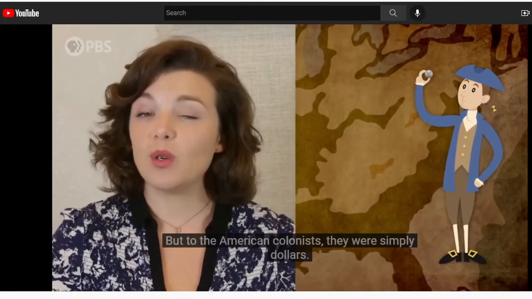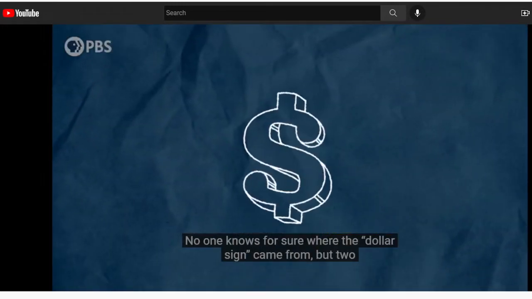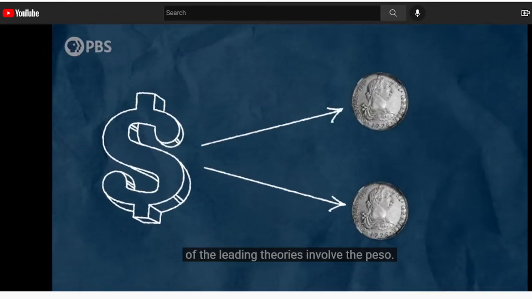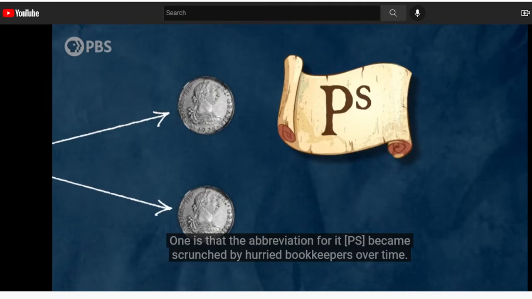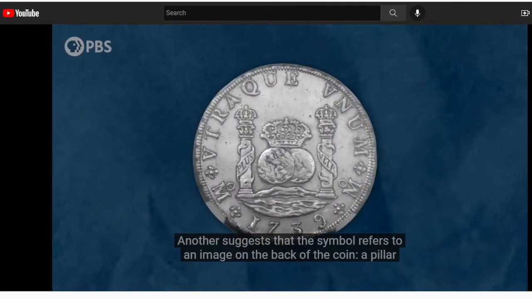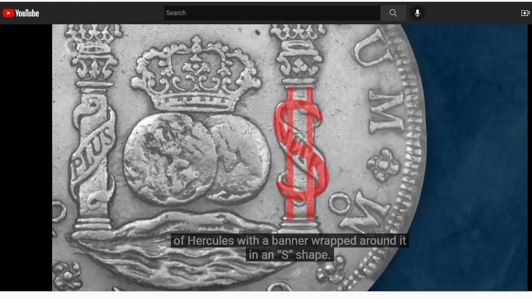But to the American colonists, they were simply dollars. No one knows for sure where the dollar sign came from, but two of the leading theories involve the peso. One is that the abbreviation for it, PS, became scrunched by hurried bookkeepers over time. Another suggests that the symbol refers to an image on the back of the coin, a pillar of Hercules with a banner wrapped around it in an S shape.